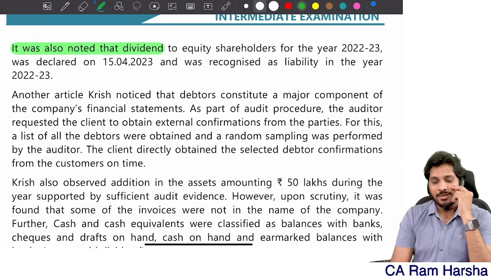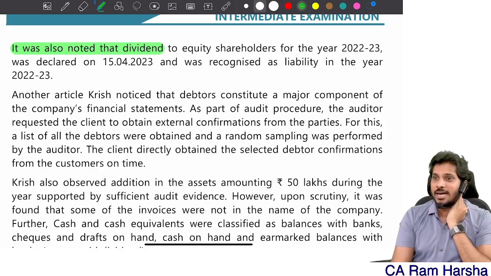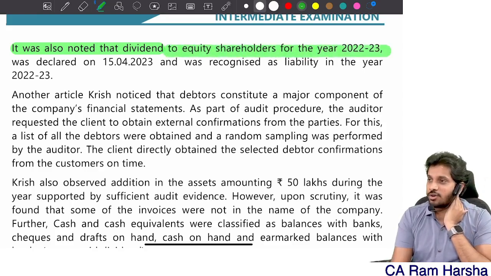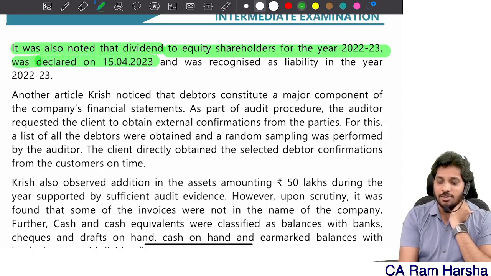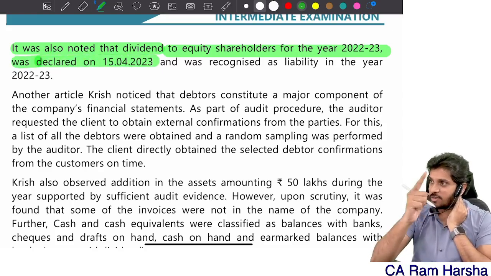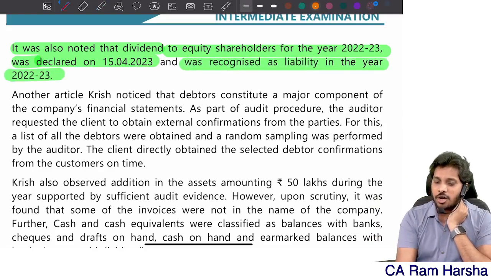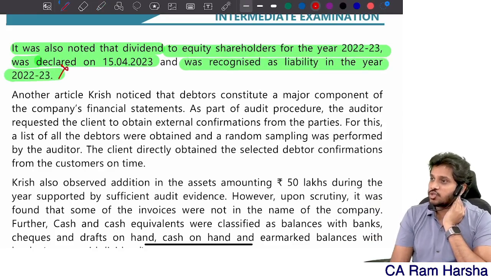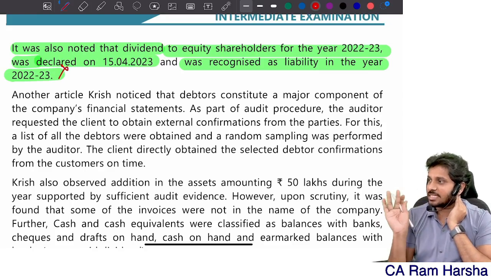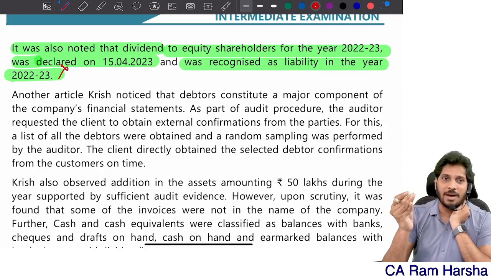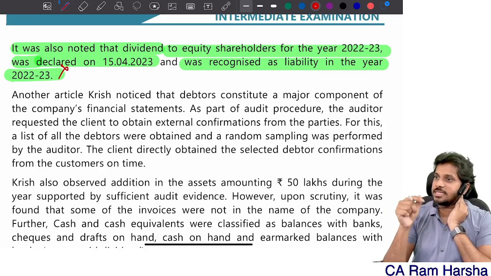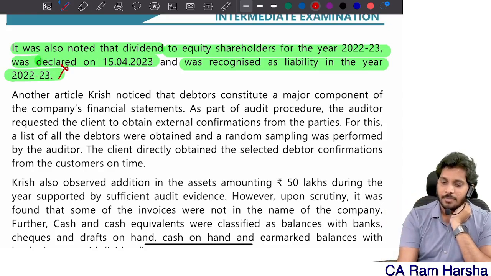It was also noted that dividend to equity shareholders for 2022-23 was declared on 15th April, after the end of the respective financial year, and was recognized as liability. Wrong, right? It must be disclosed. It should not be recognized as liability. Dividend declared after the end of the balance sheet date should not be recognized in the balance sheet as a liability.